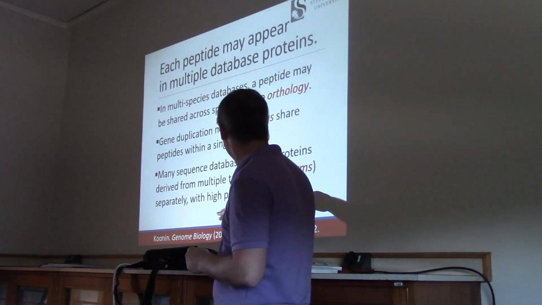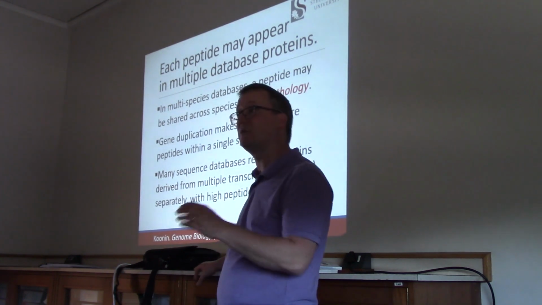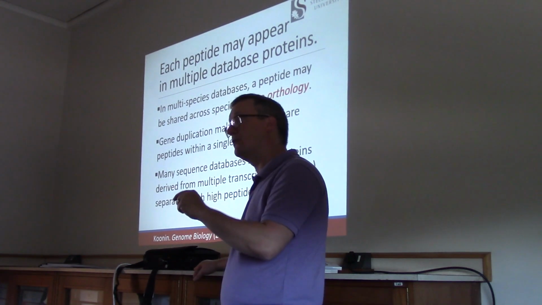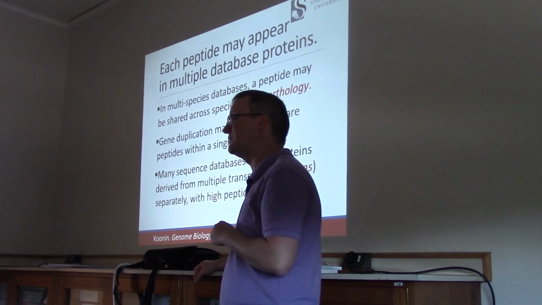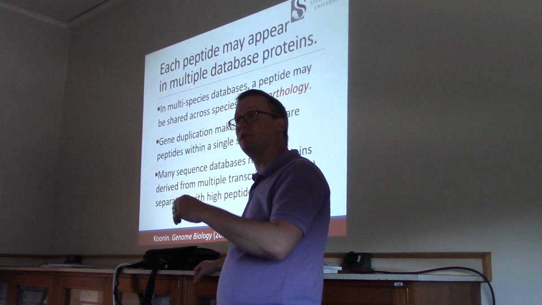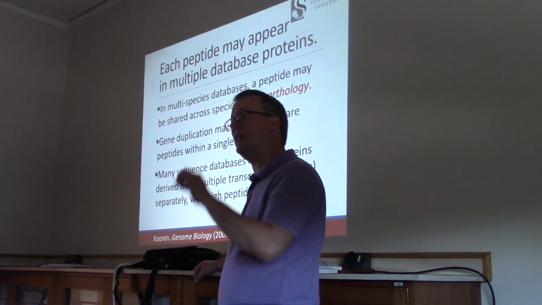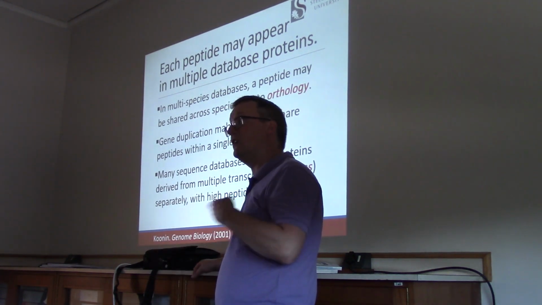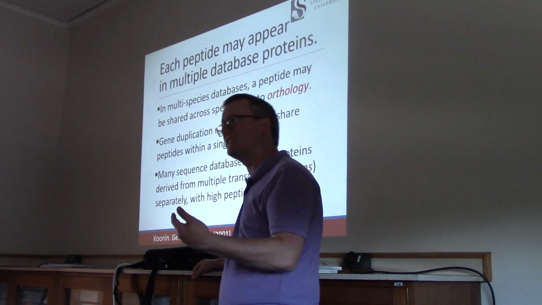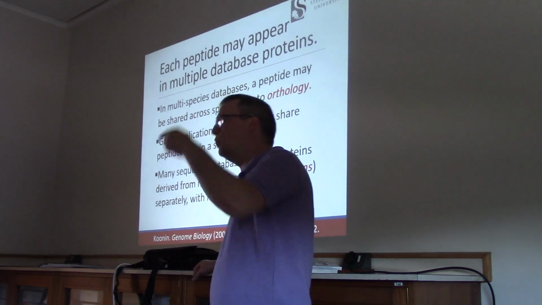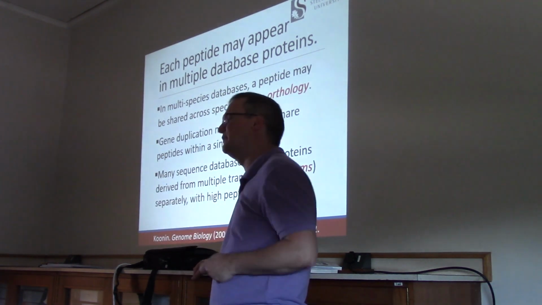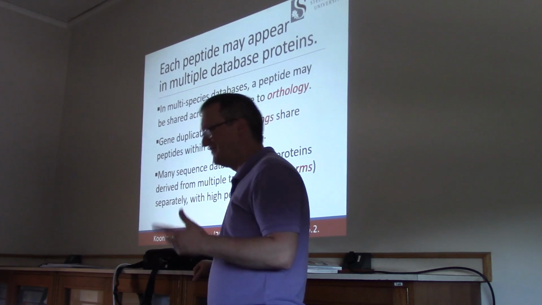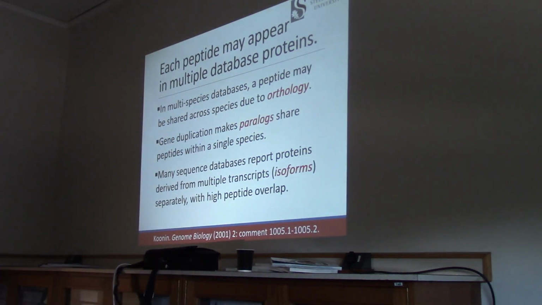So gene duplication may make it possible for the same peptide to be explained by either gene duplicate. And finally, lots of sequence databases report isoforms as different protein entries. So a gene that can produce 5 different isoforms will have 5 independent sequences that all appear in the database. And for the purposes of protein inference, that's very confusing, because which isoform is the best explanation for the peptides you've seen? Difficult, very difficult to solve.